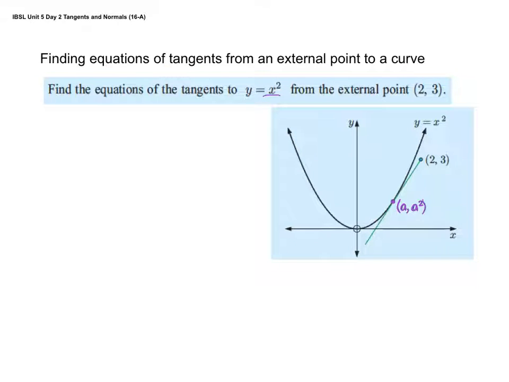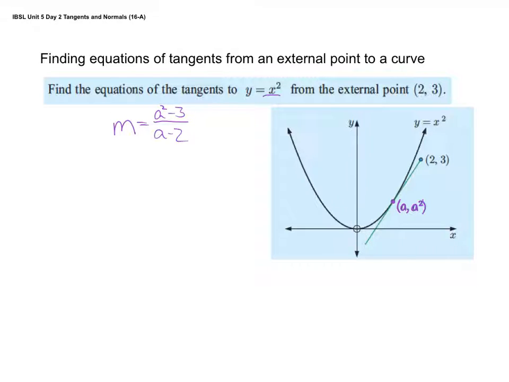Now, if you think about this, I know that I want to hit the point 2, 3. So if I have 2 points on this line, what can I figure out? The slope of that line. So let's do that. The slope of this line would be a squared minus 3 over a minus 2. That's going to be the slope of the tangent line I want.